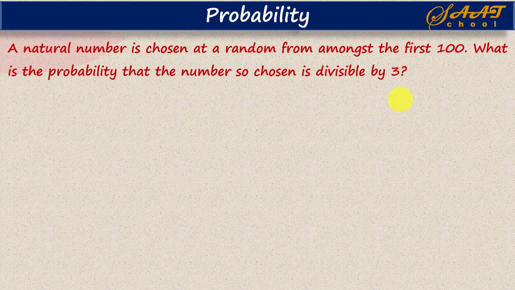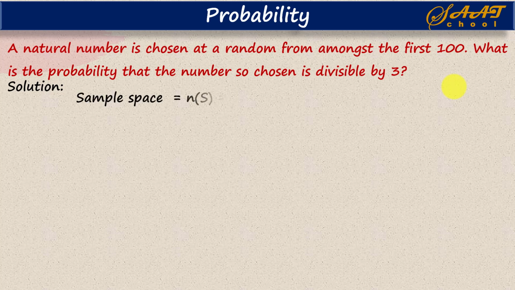Now here is a practice question. A natural number is chosen at random from among the first 100. The question is: what is the probability that the number so chosen is divisible by 3? Now here we have the first 100 numbers. So this first 100 numbers is the sample space, which is n(S). Now the question is to find the probability that the number so chosen is divisible by 3.